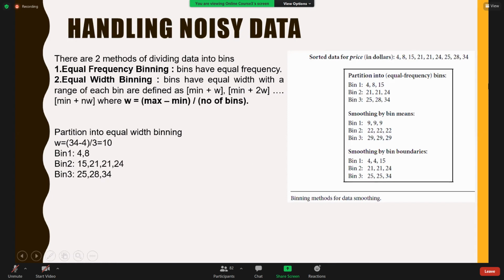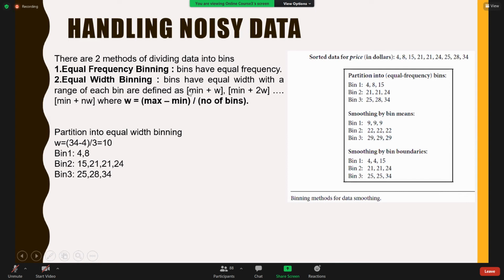We already solved this problem. In case of equal frequency, every bin will have an equal number of data values, equal frequency. It's also called equal depth. And another one is equal width. In case of equal width, we set the width of the bin. The number of data values may vary from one bin to another bin, but the width will be the same.